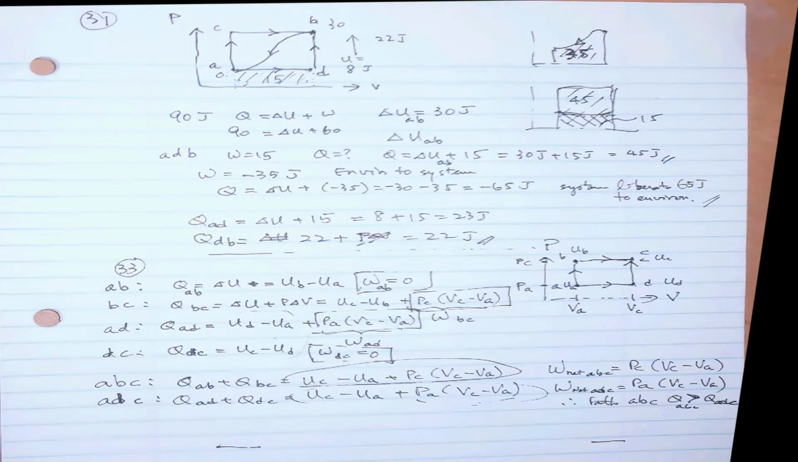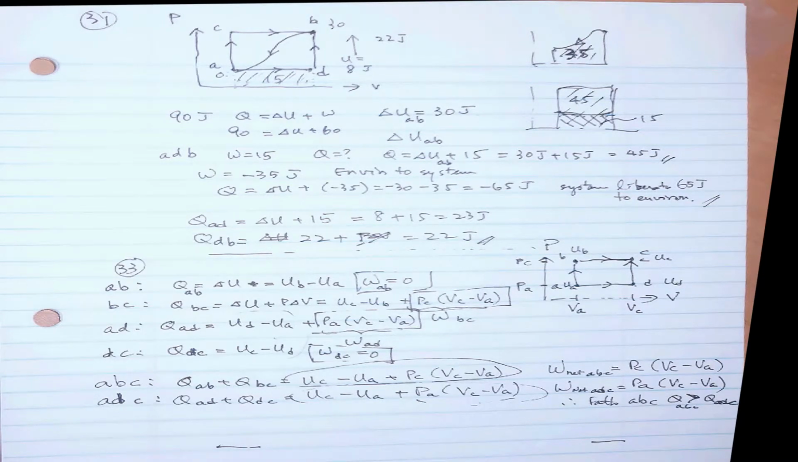But since the amount of heat is the internal energy change plus the work done, even though the increase in internal energy is the same, the two different paths have different work done. So ABC, having a higher work done, requires higher input heat than ADC, which has less work done and therefore requires less heat input. So that's how you will respond. So that's how you answer question number 33.